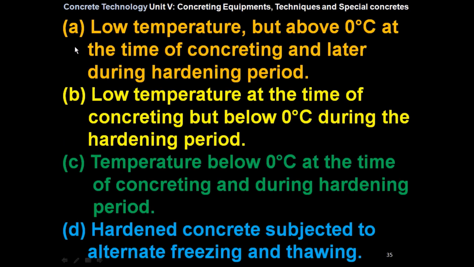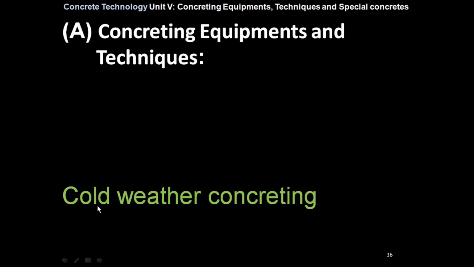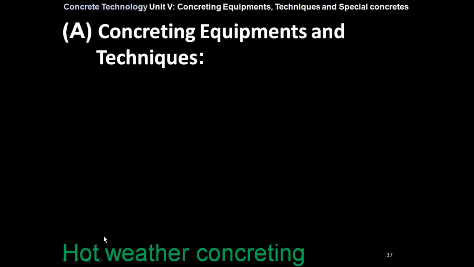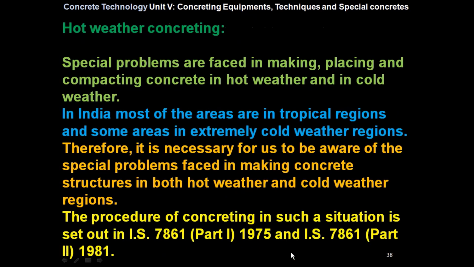So we have seen the first, low temperature but above 0 degrees Celsius at the time of concreting and later during the hardening process. Secondly, we have seen the low temperature at the time of concreting but below 0 degrees Celsius during the hardening period. The third, temperature below 0 degrees Celsius at the time of concreting and during the hardening period. The fourth, hardened concrete subjected to alternate freezing and thawing. So we have seen the cold weather concreting. Now we will see the hot weather concreting.